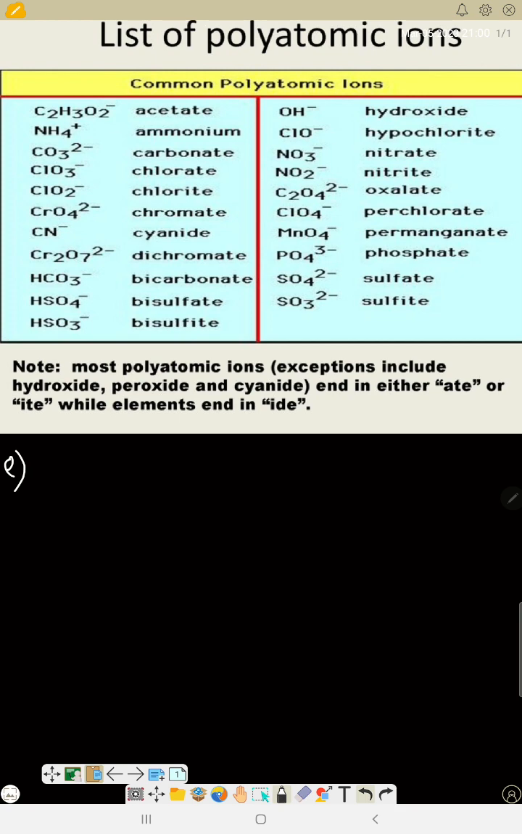So now let us say sodium hydrogen trioxocarbonate 4.